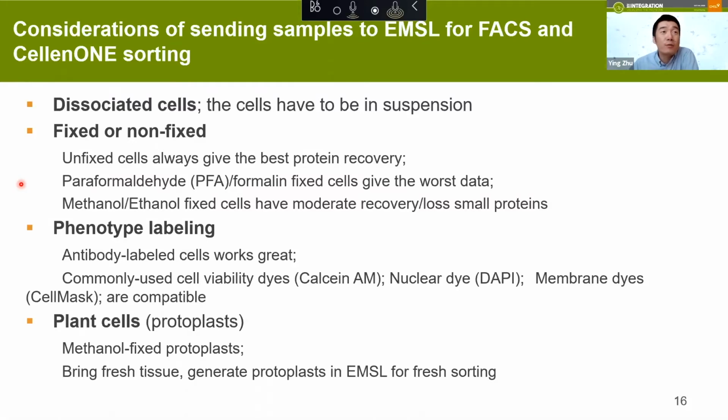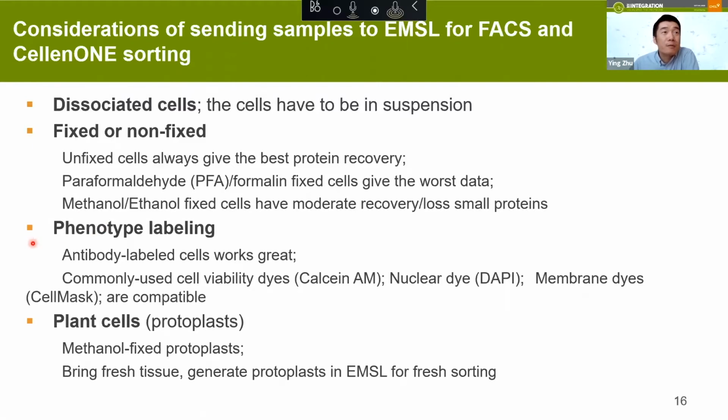We also tried methanol fixed cells. It has moderate recovery, and we see that during the fixation we lose some small proteins and hydrophilic proteins.